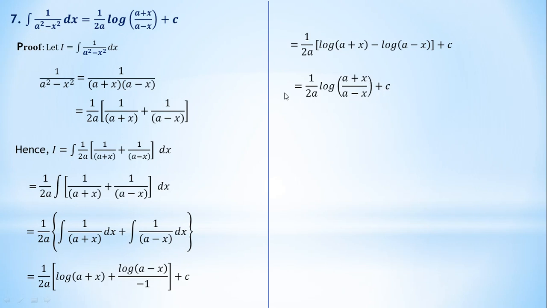So all the 7 results are completed. The first 5 results are related to the substitution method, and for result number 6 and 7, just by using algebraic adjustment we get the proof of both the results, result number 6 and result number 7.